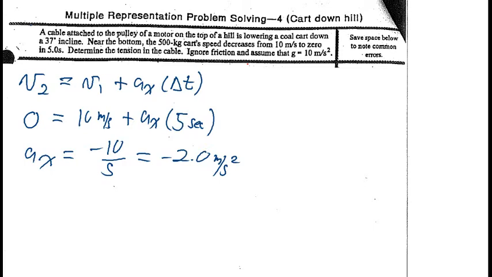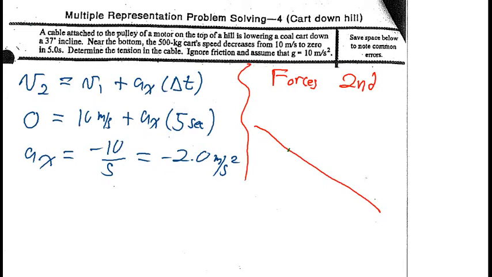All right, so now that we've got that done, we can go ahead and consider the forces part of the problem. So we can find the tension in this cable. The first thing that I'm going to do is draw a force diagram for this cart as it's lowered down the hill. So the tension is pointing up the hill towards the motor.